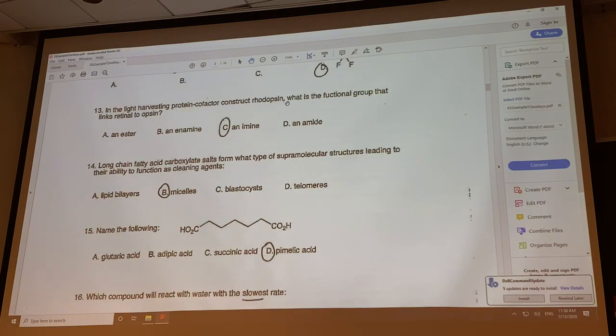Light harvesting, rhodopsin. Oh, so here's an application one. And this is covered in your book, and I mentioned it in class. So you need to know the connection between opsin, the protein, and retinal, the aldehyde, is an imine. Okay, iminium, yeah, it's protonated. Yeah, if there's enough acid around, it'll be an iminium, or it's certainly got a carbon-nitrogen double bond. So that's your imine. It's not an ester, an enamine, or an amide. The amine coming off the opsin protein is primary. Okay, so it's going to form an imine.